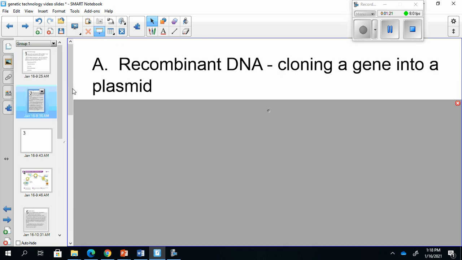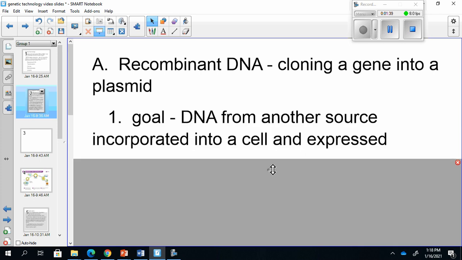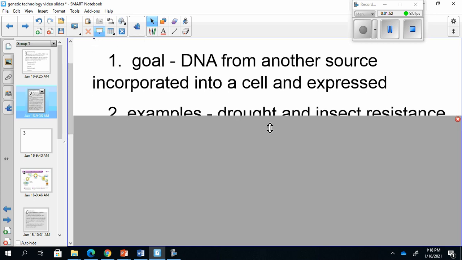So the first one, recombinant DNA. It's exactly what it sounds like, getting a new combination of DNA. You want to clone a gene and put it into a plasmid, and I'm going to explain what a plasmid is in a second, and then you want to be able to take that plasmid and put it into another organism. So goal, DNA from another source incorporated into a cell, and then it has to express itself too. You can't just put it in there, it has to be turned on. And sometimes you need a clever way to get it to turn on, or a certain presence of a substrate.